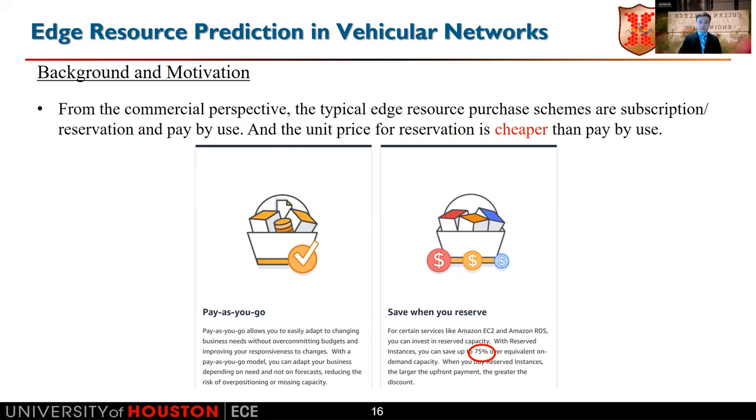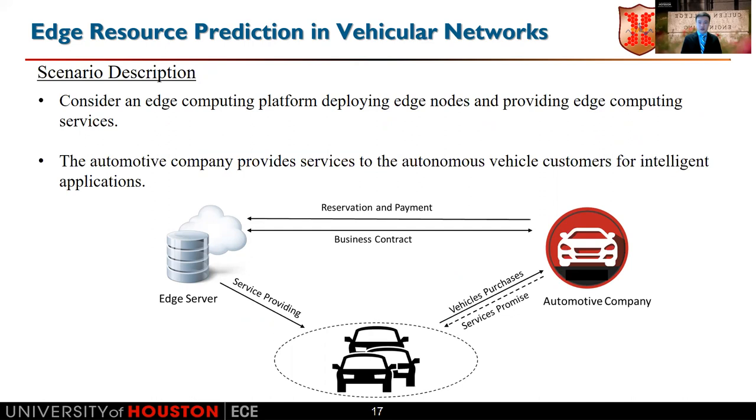So here is the scenario. We consider an edge computing platform which deploys edge nodes and provides edge computing services. The edge computing resources can be purchased by reservation or real-time requests. The automotive company will provide services to automotive vehicles or customers for intelligent applications such as path planning, SLAM, or real-time object detection. The contract will be built between the edge computing company and the automotive company. So for the automotive company, if you want to use the edge computing resources, how to minimize the cost needs to be considered.